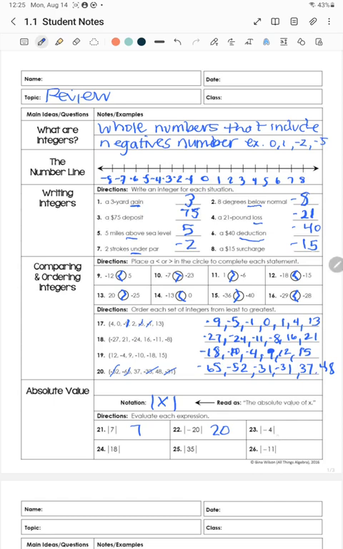And then the absolute value of negative 4 would still be 4. The value is still 4. The absolute value of 18 would be 18. The absolute value of 35 is 35. The absolute value of negative 11 is 11.